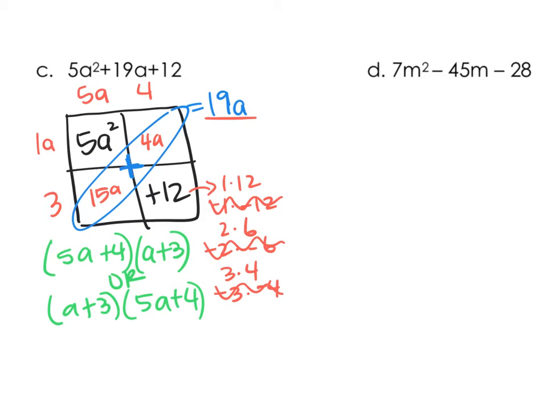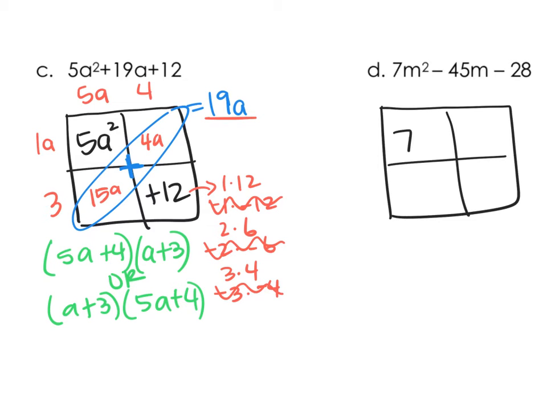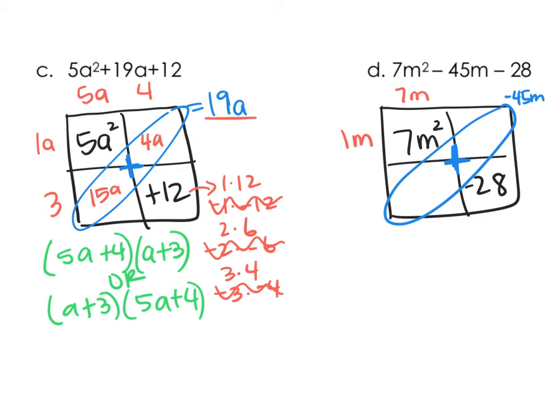Okay, let's try our last example for this section. We need to factor this out, and you should have found there was, again, no GCF, so we had to go straight to our box. So once we set it up, we needed to figure out what multiplies to be 7m squared. Well, that would be a 7m times a 1m.